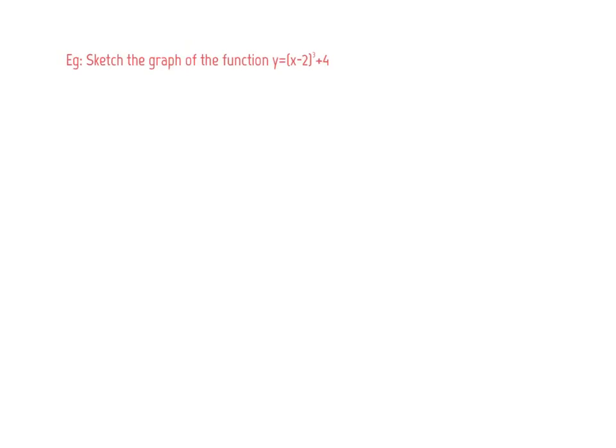Let's have a look at one. So here in the example, we can see that if we look at the point of inflection, the H value is 2 and the K value is 4. So the point of inflection is X is 2 and Y is 4. So that's where the graph is going to turn a little bit. And let's go find the X and Y intercepts.